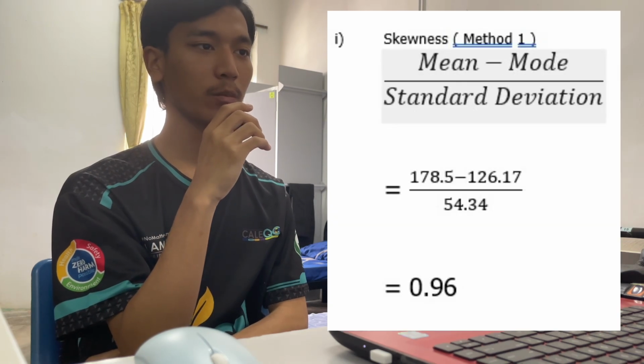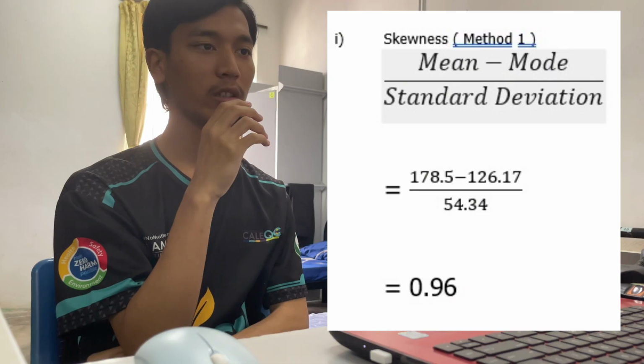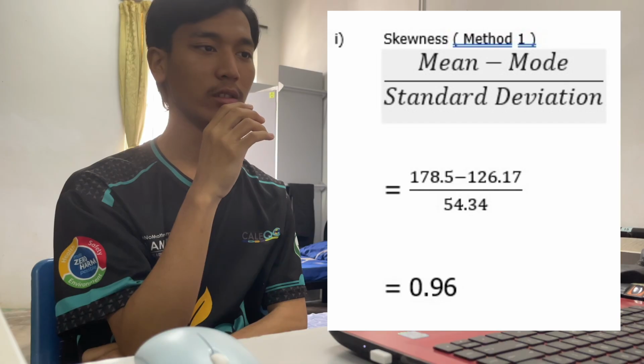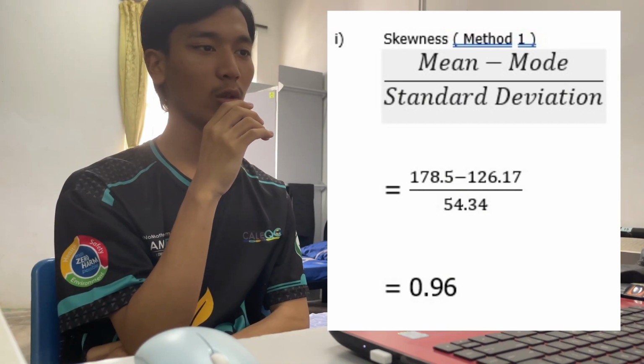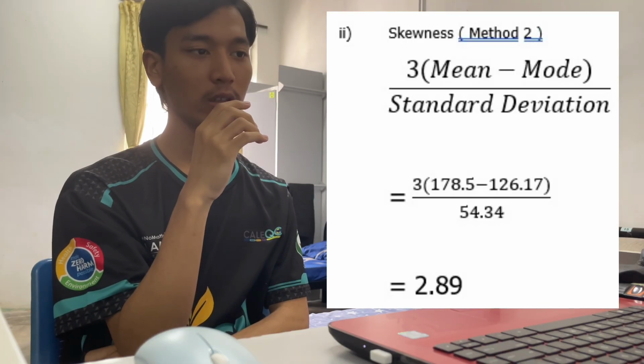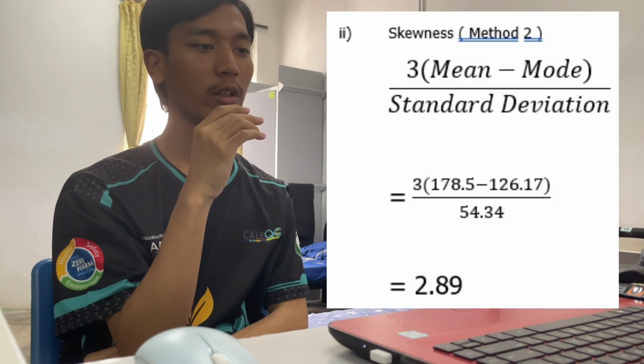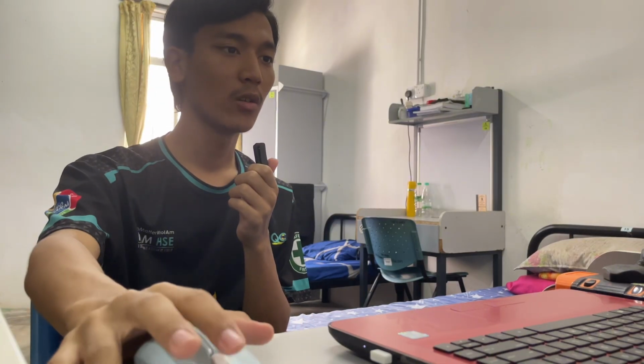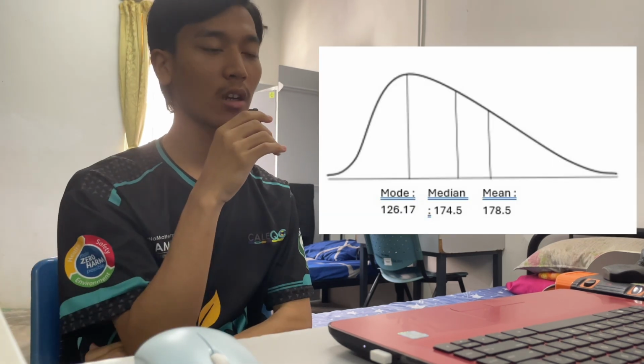So we'll move on to skewness. For skewness, we have two methods. The first method is mean minus mode, divided by standard deviation. For the first method, we get 0.96, and for the second method, we get 2.89. So the distribution is skewed to the right since it has a positive value. This is how our skewness graph looks.